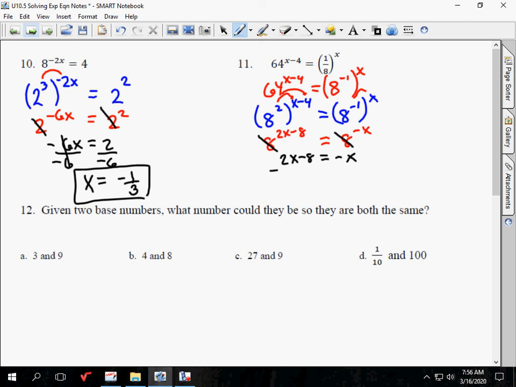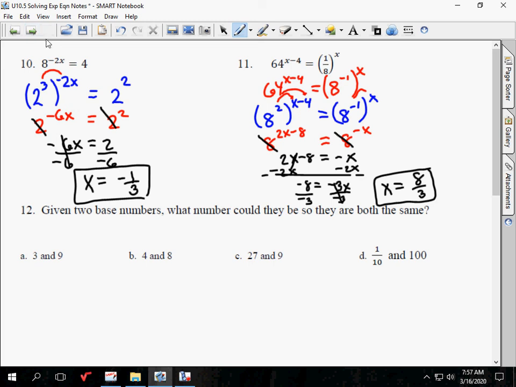Here I'll subtract 2x over. Negative 8 equals negative 3x, and then I'll divide by negative 3, so I get x equals positive 8/3. All right, so anytime you have a fraction, flip it, make it a negative 1 exponent. Then try to get the bases the same.